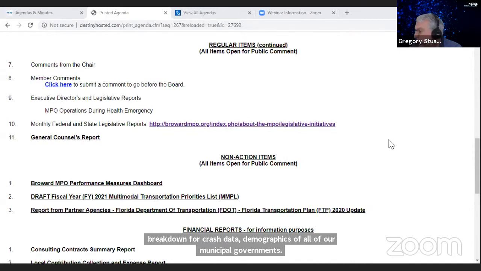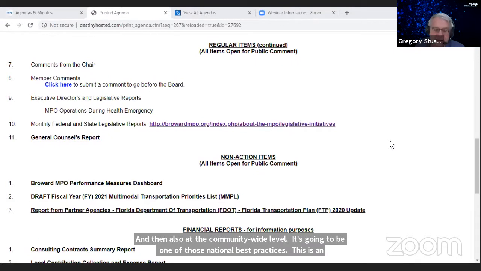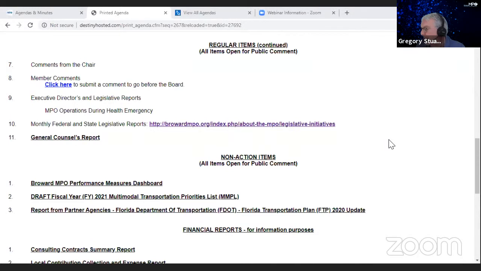You look at the multimodal priorities list. This is a draft. This is an opportunity for the board members to comment on that before it goes forward at the June meeting. And then finally, the Department of Transportation would like to provide us an update on their Florida transportation plan and where they are with that. We've asked them to do an abbreviated version because there's a lot of detail that could happen within that. Our financial reports, you get the UPWP and the amendments with that, notifications on local contribution, as well as our contract summary report with all the contracts we have going.